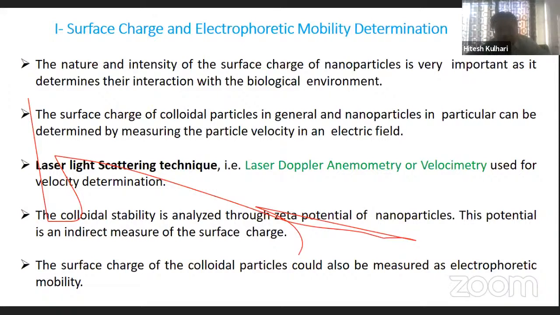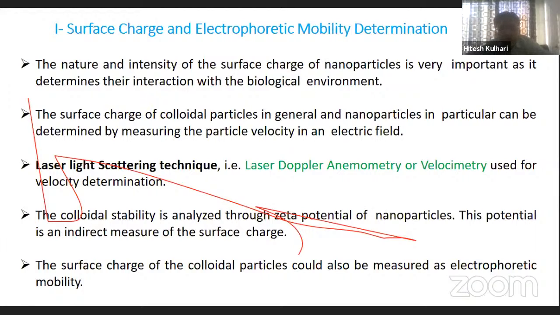So if the particles have a high zeta potential or surface charge value, because of the high charge, they will repel each other and the particles will remain stable. This is mostly important for biological systems. Suppose we are using the nanoparticle for delivering a drug into the body, as soon as we inject the nanoparticle, our biological system has various proteins, various biomolecules with different kinds of charges.